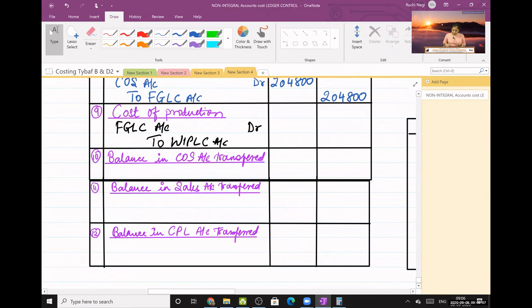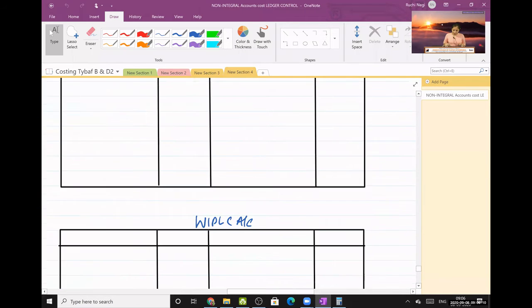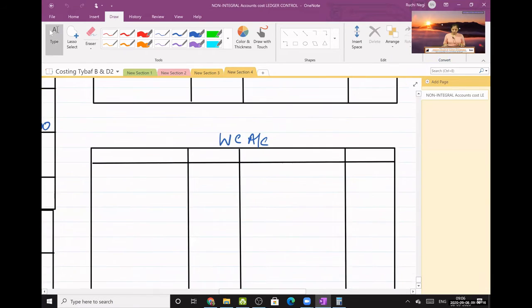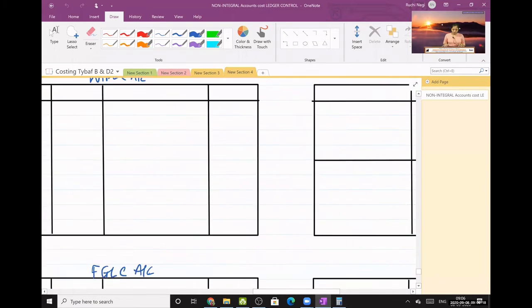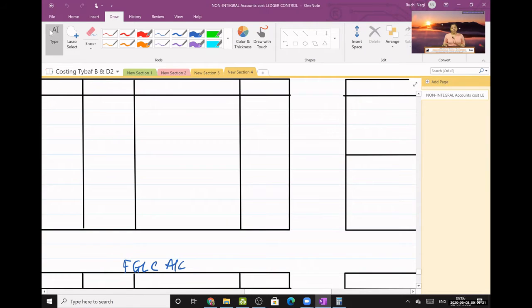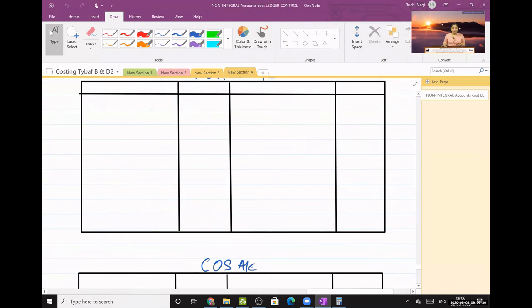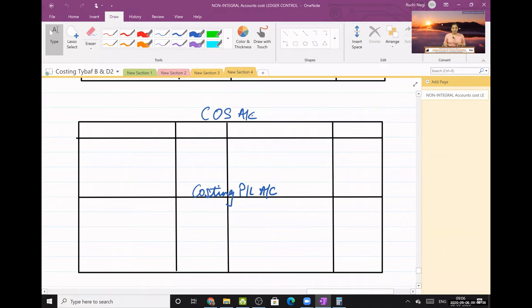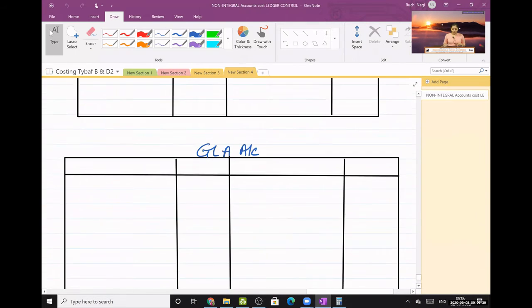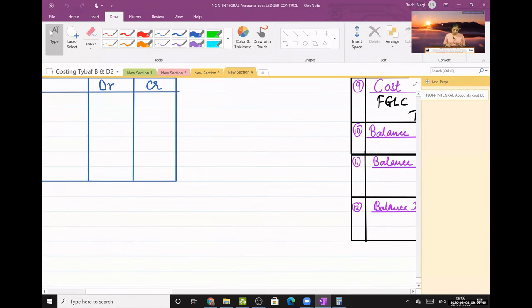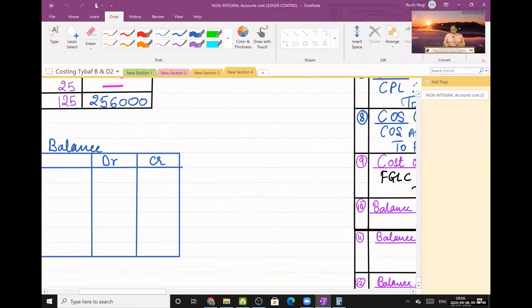Let us come to our ledger book. So these are my probable ledgers which I'll prepare: stores ledger, WIP ledger, finished goods ledger, wage control ledger. Try to adjust in one page. Next page, take factory overheads ledger, admin, selling and distribution. There are no journal entries for it, so don't make it. Then COS account, then CPL account, then sales, and lastly GLA. And then obviously a closing trial balance which they have asked. So let us start.